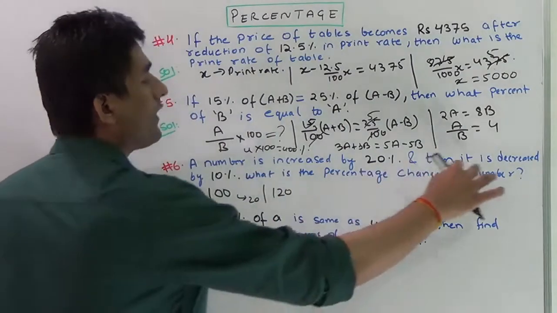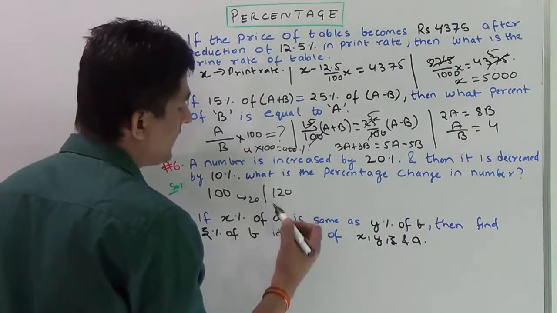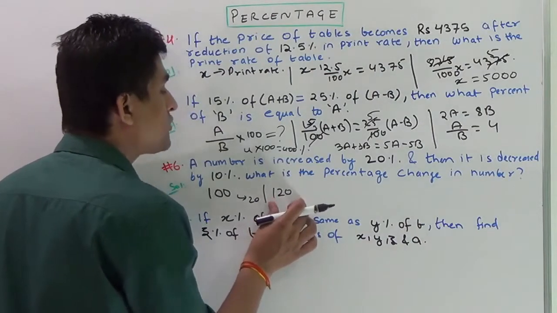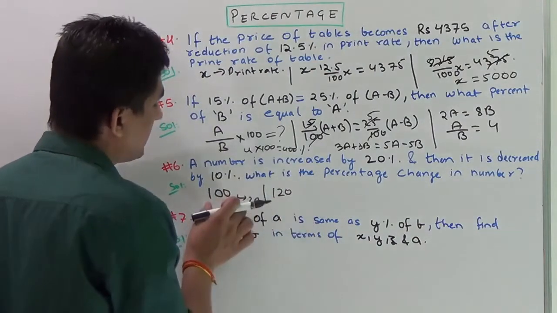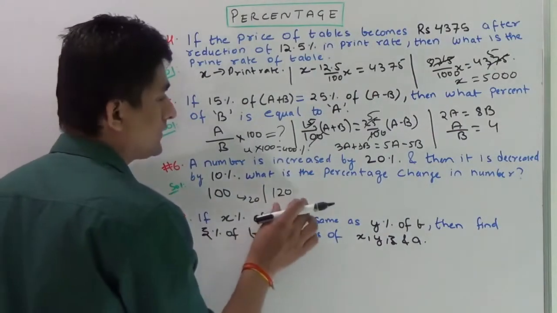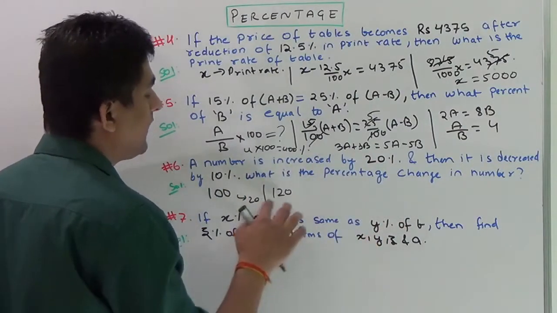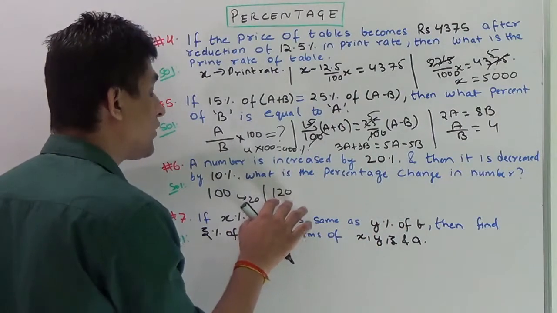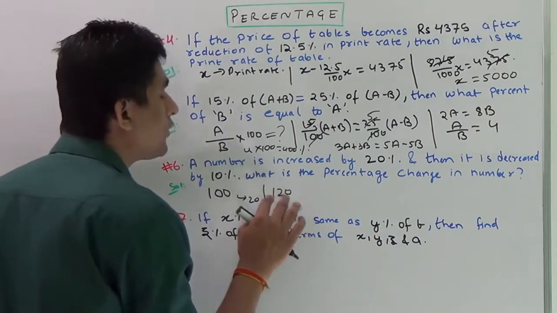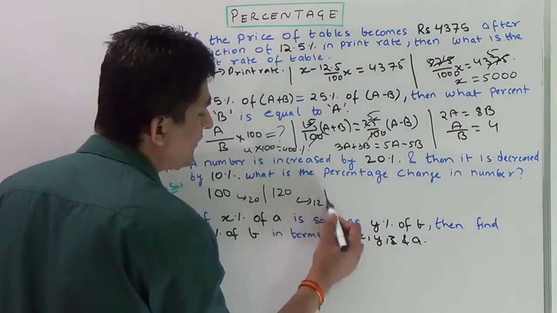Okay. Then it is further decreased by 10%. That means now it has been decreased by 10% of 120. This point should be noted. Students get confused, they just find the 10% of 100. But that is not correct, because the number has already been increased by 20%. So we have to find the 10% of this increased number, that means the resultant number after the increment of 20%. Now the 10% of this number will come out to be 12.